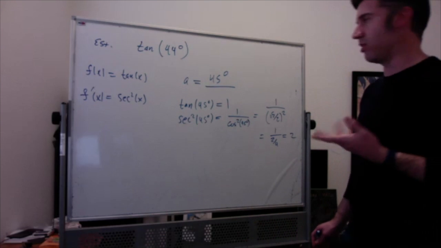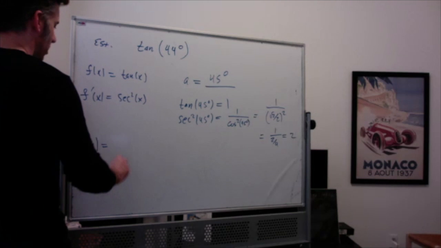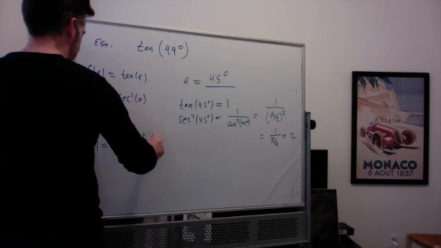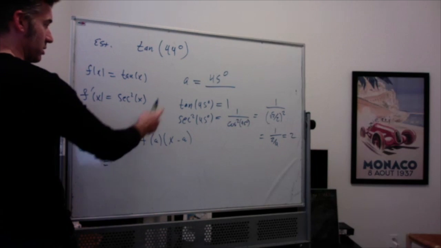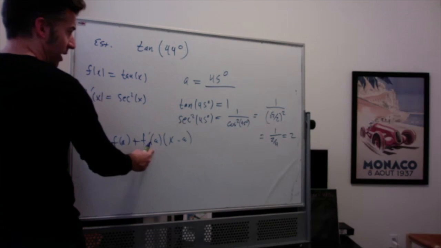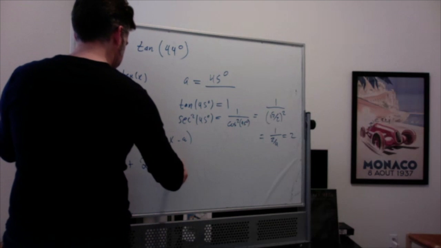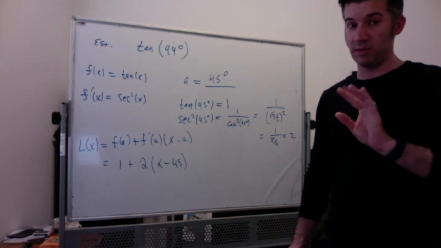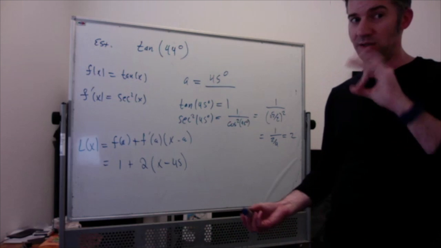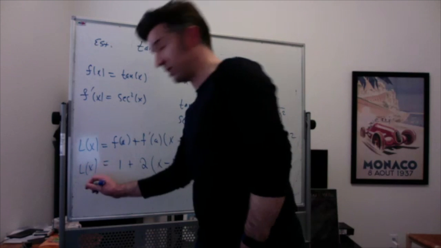Okay, so here's what I'm going to make. Well, not quite yet. My linearization is f of a plus f prime of a times x minus a. So that's f of a, which is 1, plus f prime of a, which is 2, times x minus a, which is x minus 45. I'm already in the process of making a mistake, but I'm not going to point it out yet until we get to the place where it's really blatant that we've made a mistake. Don't worry, we're going to fix it.